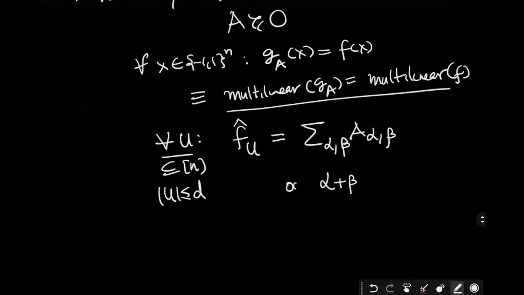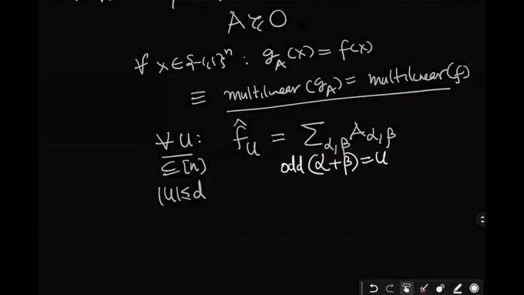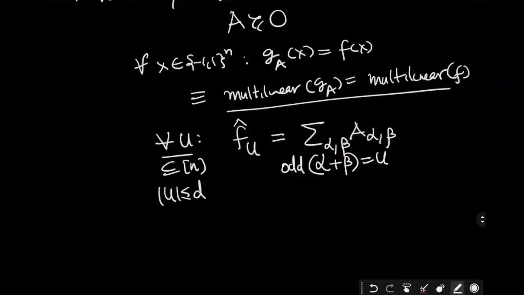And so this, let me write it as odd alpha plus beta equals U. So this sum is over all alpha beta such that the odd entries of the vector alpha plus beta exactly equal the set of coordinates in U, okay? It doesn't matter what exactly these are. What I'm trying to convince you of is that it's a linear constraint in the entries of A. And you have one such constraint for all possible degree D monomials, or the indexes of the degree D monomials, okay? And so the number of constraints here is (n+1) to the D.